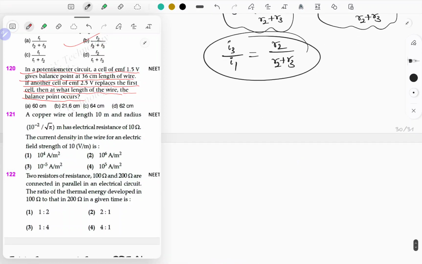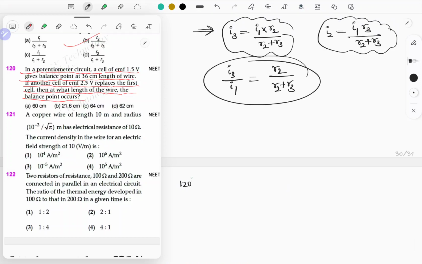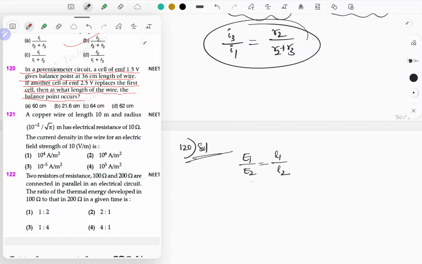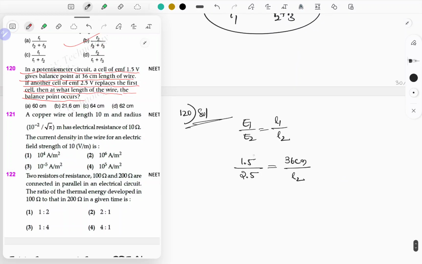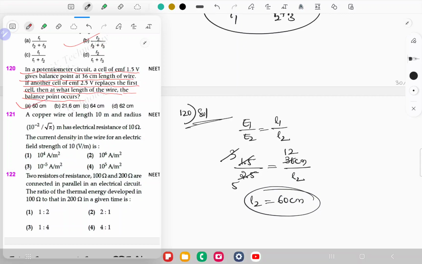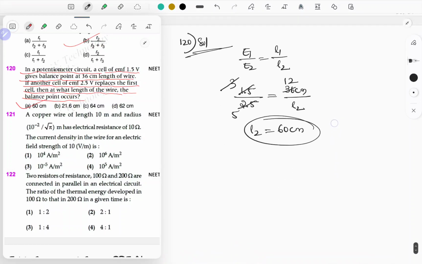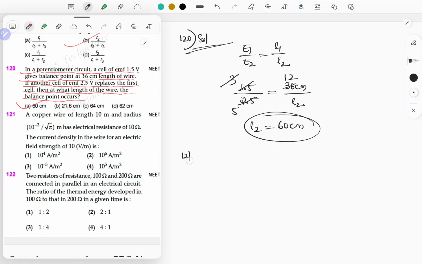So this is based on the second concept, that is comparison of EMF of two cells. It's a direct formula we can use: E1 by E2 is equal to L1 by L2. I have to find L2. E1 is 1.5 volt, E2 is 2.5, and the balancing point L1 is 36 centimeters. Then it can be simplified: 5 threes are 15, 5 fives are 25, then 12 fives are 60. L2 is equal to 60 centimeters. Option A is the correct answer. Understood? Okay, next question number 121.